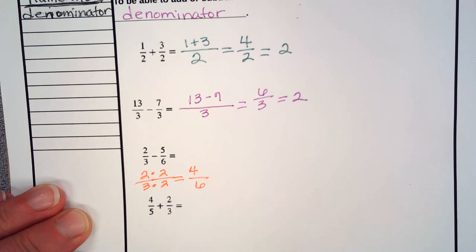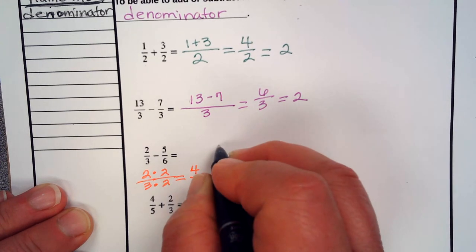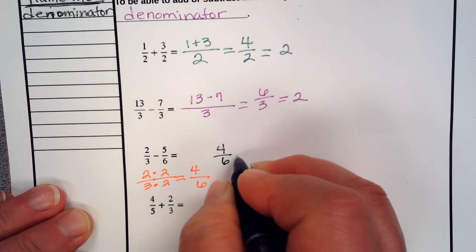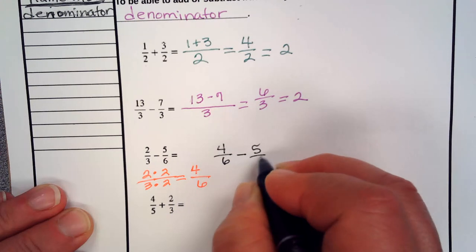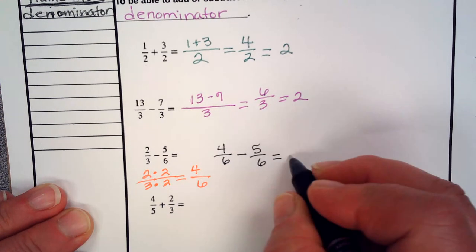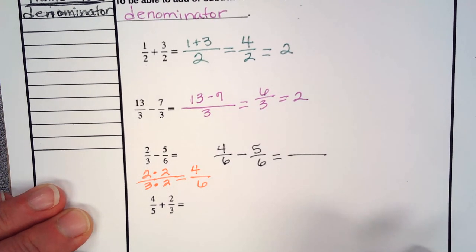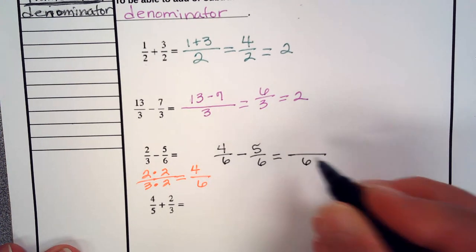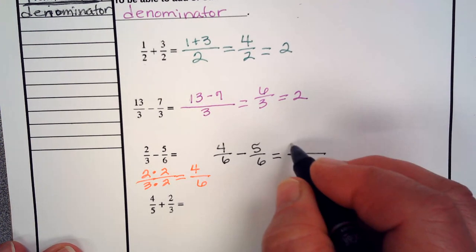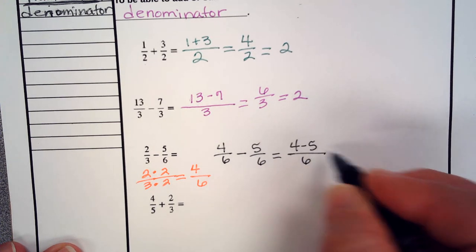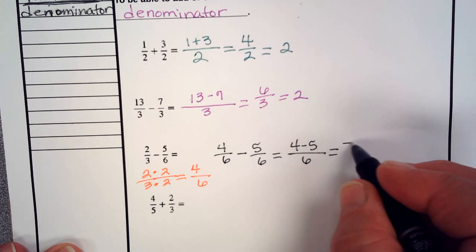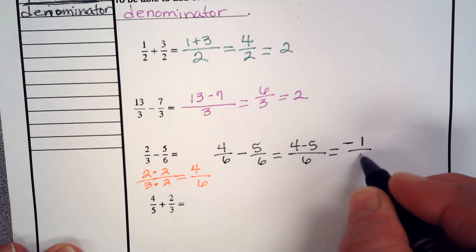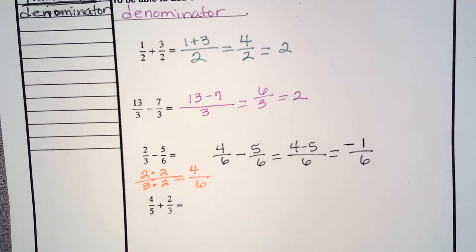Now I'm ready to perform the operation. 4 over 6 minus 5 over 6 is equal to. Now all I have to worry about are my numerators. The bottom number, my denominator is 6. 4 minus 5 is negative 1 over 6, and I'm done.